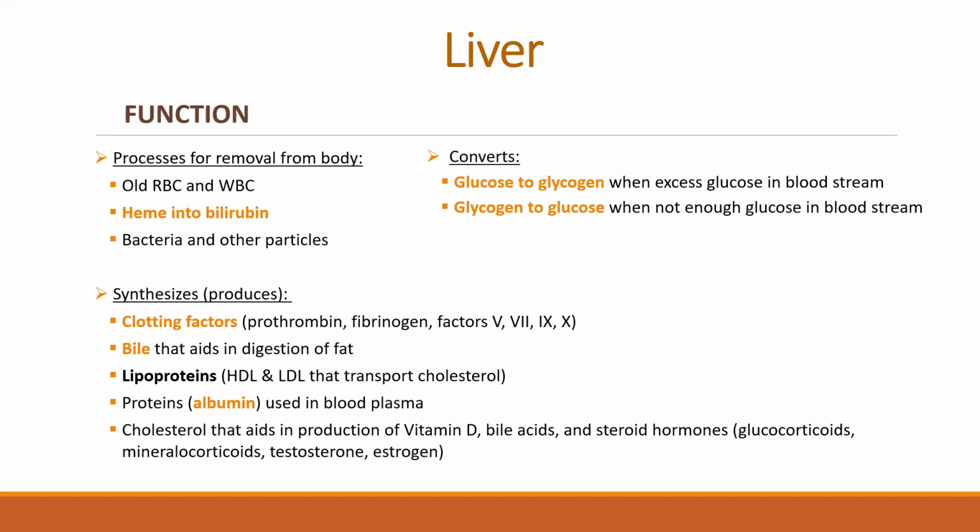The liver synthesizes clotting factors, bile, lipoproteins, albumin, and cholesterol. The liver also converts glucose to glycogen when there is an excess amount of glucose in the blood, and it converts glycogen back to glucose when there isn't enough glucose in the blood. Remember, glucose is the main energy source of the body.